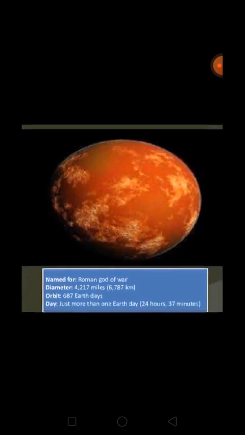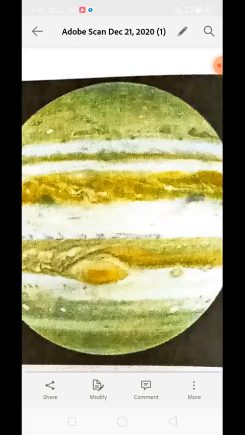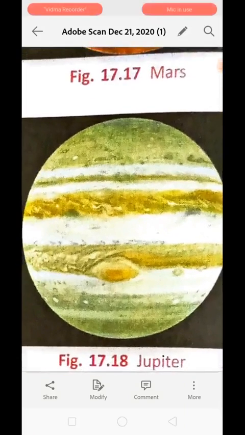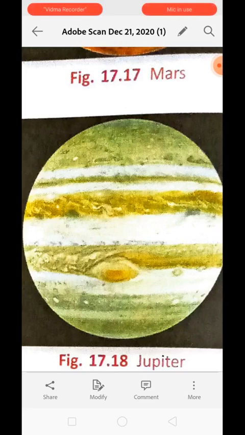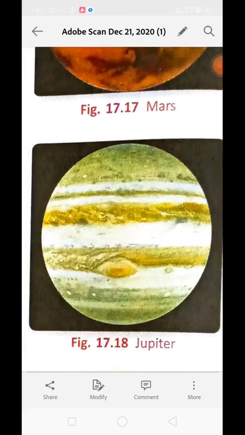The next planet is Jupiter. So class, this is the picture of Jupiter. This planet is next to Mars, means after Mercury, Venus, Earth, Mars, this is the planet called Jupiter. It is the largest planet in our solar system. It is easily seen from the Earth because it appears quite bright in the sky. Its volume is approximately 1400 times and its mass is approximately 318 times that of the Earth.